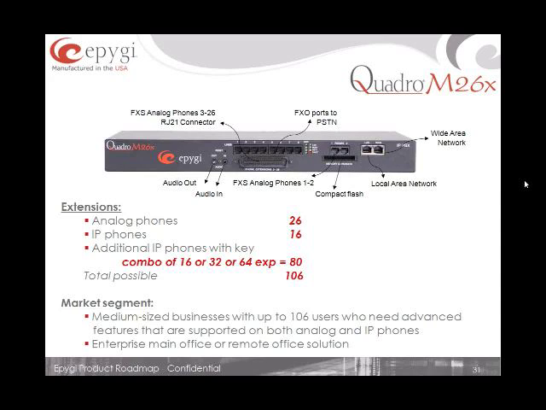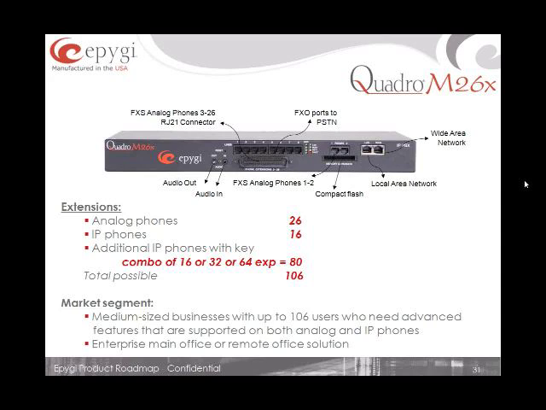Below the FXO ports, you'll see the unique RJ21 connector. Now, this is a very commonly used connector. It's been used for many, many years in the telecom space. So there's many options out there for resellers and customers on what type of cable to use. This RJ21 is going to be the connecting point for the FXS or analog station ports, number 3 through 26.